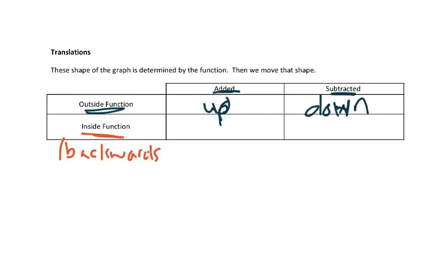Okay, and that's going to be true in a lot of different situations as we move forward for things inside parentheses. So when it's inside and it's added, it moves left. When it's inside and subtracted, it moves right. So inside is left and right, outside is up and down. So let's look at some examples.